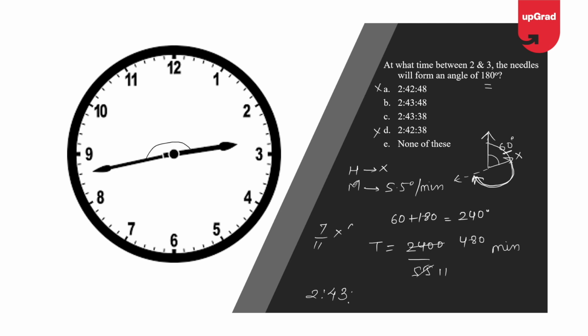To convert it into seconds, I have to multiply by 60, which gives me 420 upon 11, which will give me 11 threes are 33 and 90, which means 11 eights are 88. And that's my answer to the question. That is 2 hours, 43 minutes and 38 seconds is the time at which the minute and the hour hand will be absolutely 180 degrees opposite to each other. I hope this is much better now.